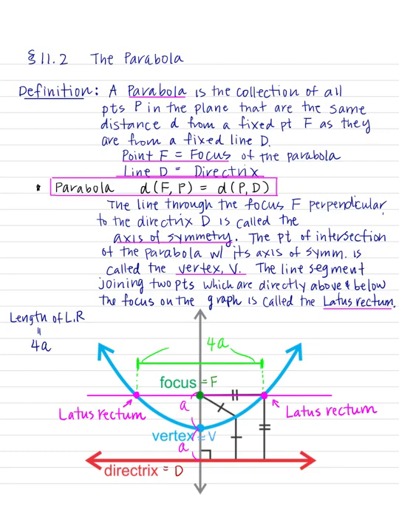Hello everyone, we're going to go over section 11.2, the parabola. I'm pretty sure you all know what the parabola graph looks like. So let me just go over all of the important names that you need to know.